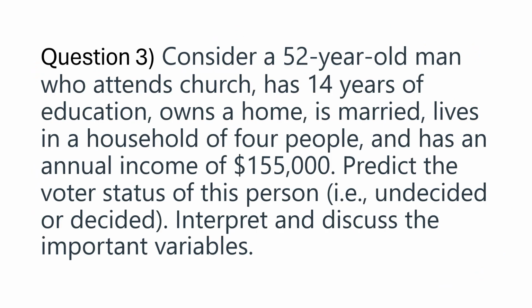Question number 2. Consider a 52-year-old man who attends church, has 14 years of education, owns a home, is married, lives in a household of 4 people, and has an annual income of $155,000. Predict the voter status of this person: undecided or decided. Interpret and discuss the important variables.